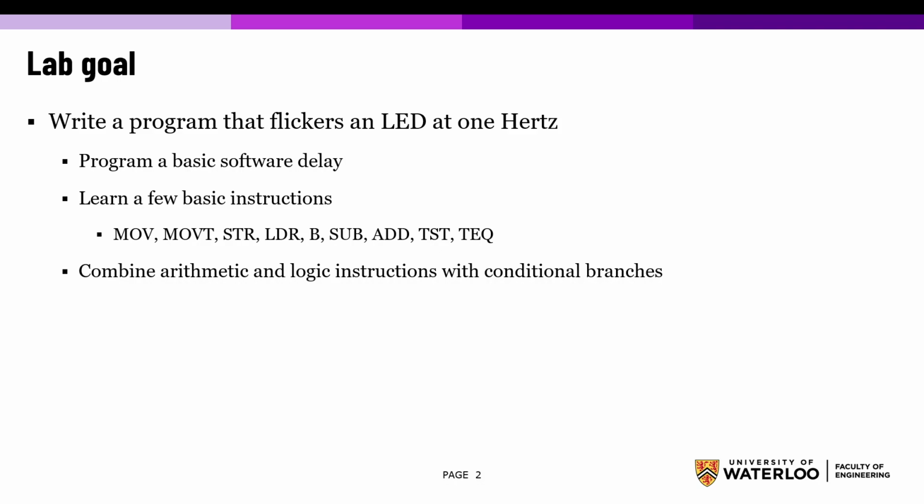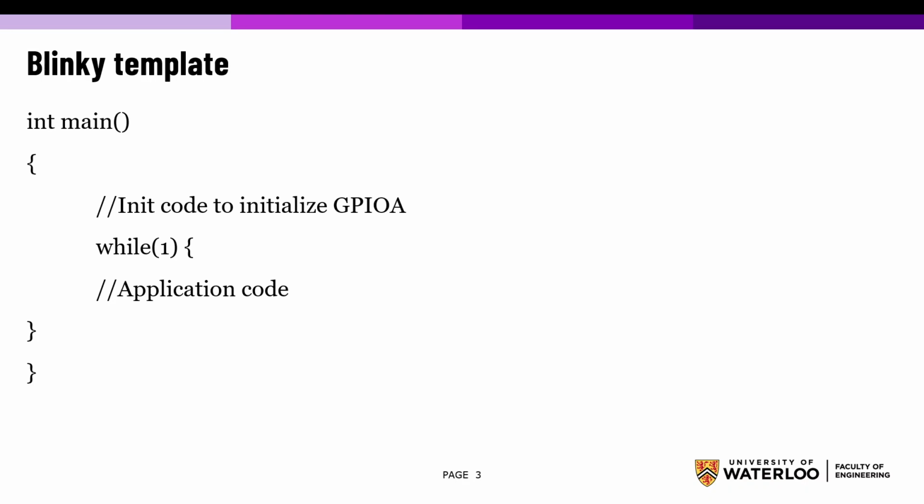to implement your program. So let's go and see what the Blinky template will look like in assembly. Well, this could be kind of the equivalent in C. So we're going to have a main function. I'm going to show you what the main looks like in assembly. Then the template comes with initialization code to initialize the GPIO-A, which is the GPIO to which the LED is connected. And the application also comes with a while loop. And your application code will go inside this while loop.